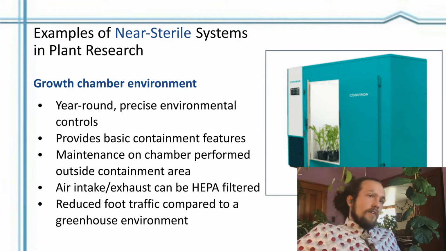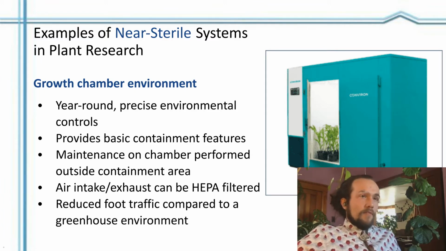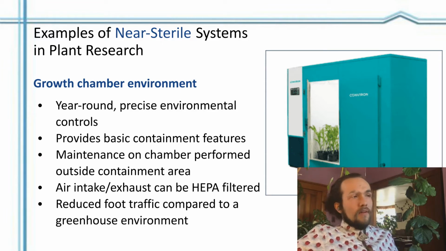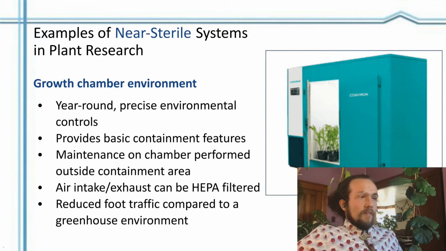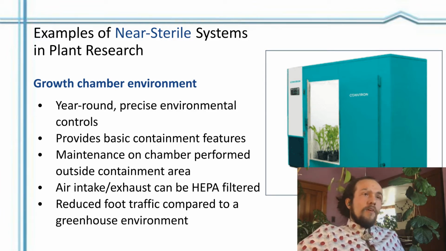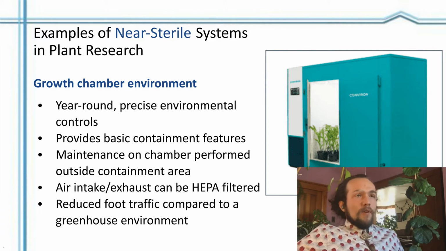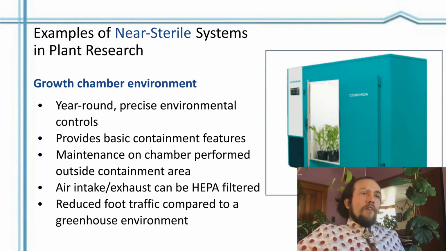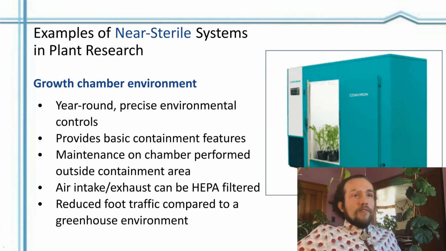The air intake and exhaust for these systems can be HEPA filtered, just adding another barrier of sterility and containment. And because this is a small room that usually only the user's arms go into, it reduces the foot traffic compared to a greenhouse research bay. So again, it limits the number of vessels, like humans or plants, that can disseminate microbes in a sterile system. And then these are often used for clean stock production like tissue culture, or to just really control your environment a little bit more fine-tuned than a greenhouse.